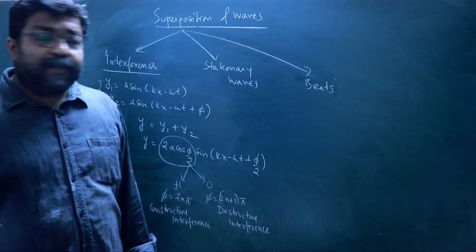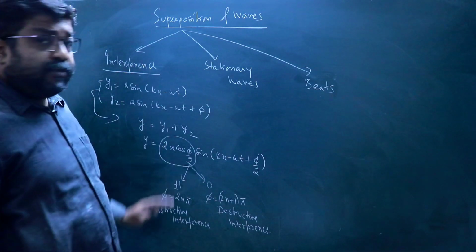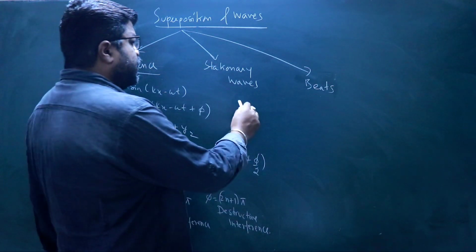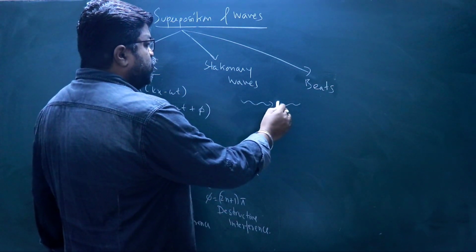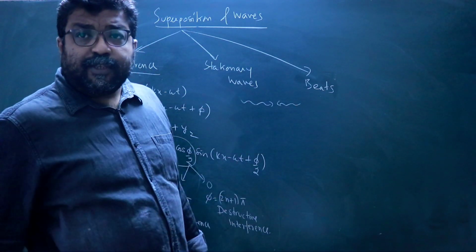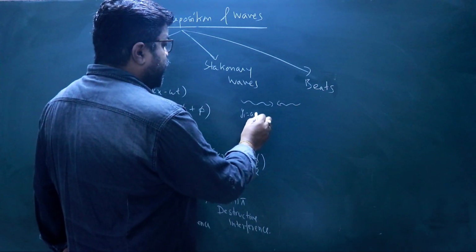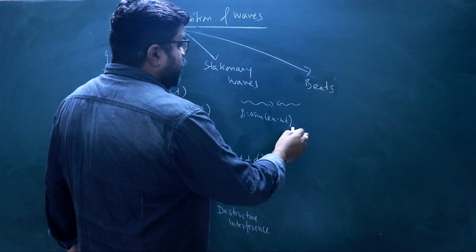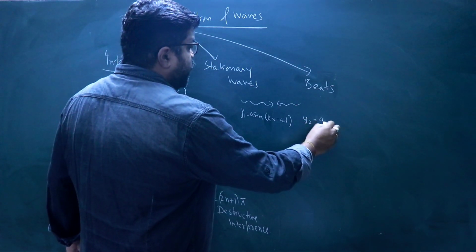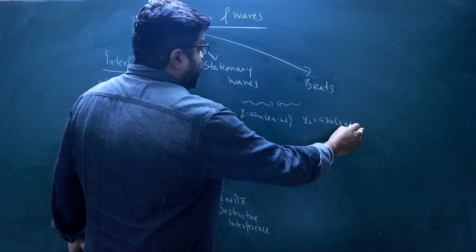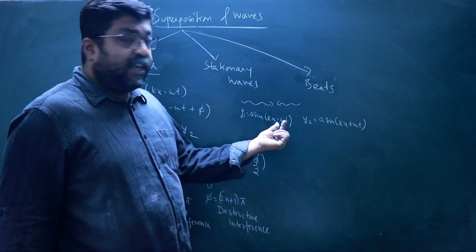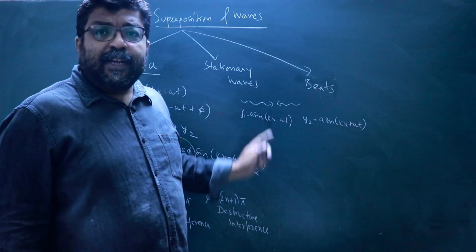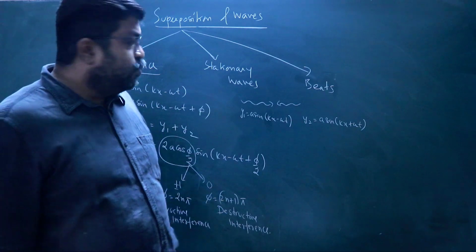Okay, now this is all about interference, and next we have stationary waves. Stationary waves are formed due to superposition of two identical waves traveling in opposite directions. So we have one wave y1 equal to a sine (kx minus omega t), and another, y2 equal to a sine (kx plus omega t). Kx minus omega t is a wave propagating along the positive x-axis, kx plus omega t along the negative x-axis.